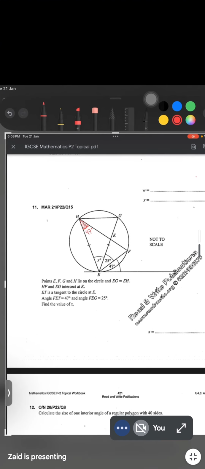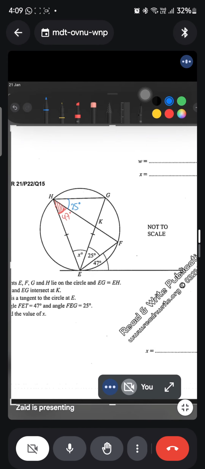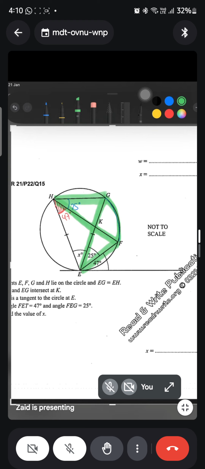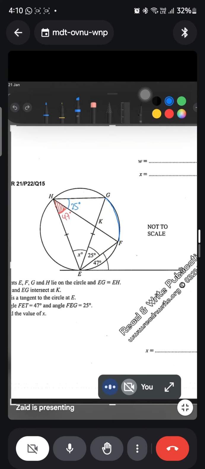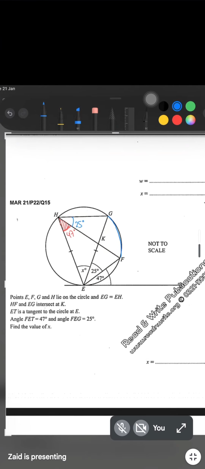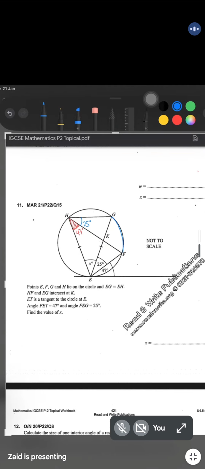Sir, won't angle KHJ be 25 degrees? Exactly. This is 25 degrees. Why? Angle in the same segment. Sir, if you highlight it, then it will be understandable. Okay. So this is 25 degrees. Perfect.